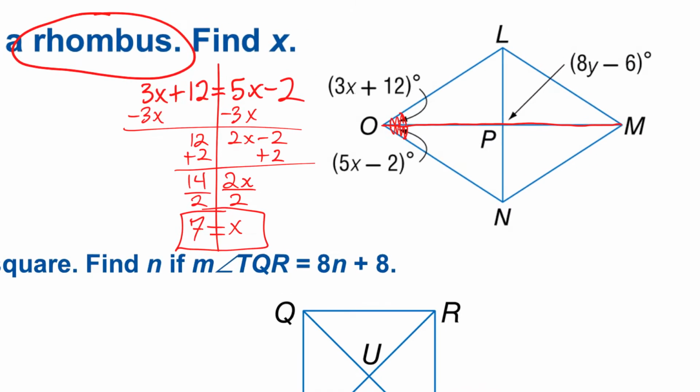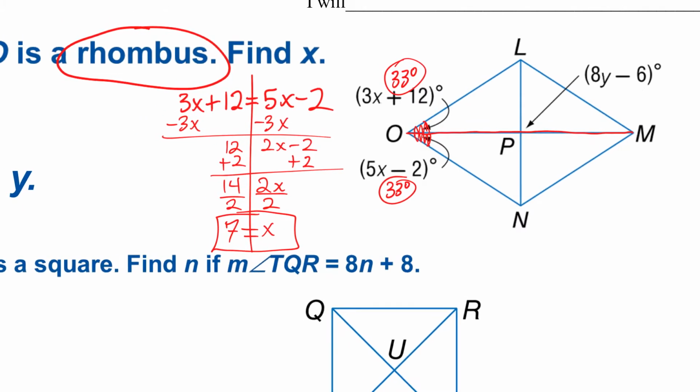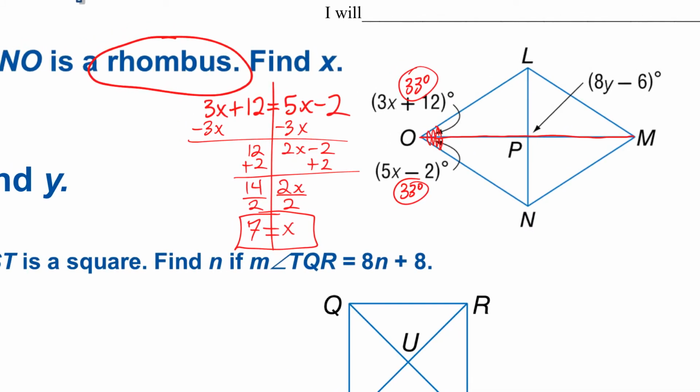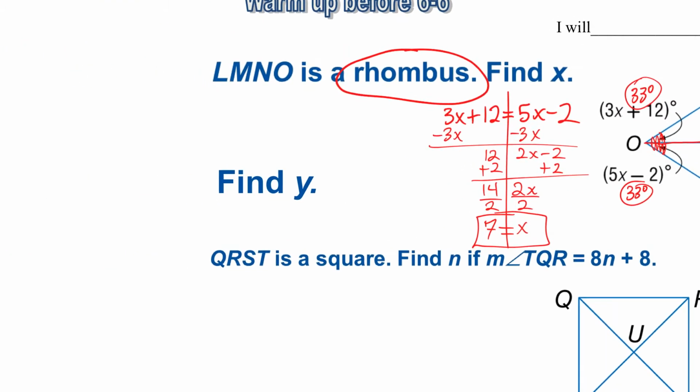Which, if x is 7, how big is each one of those angles? They'd both be 33 degrees each, which is bigger than what they actually are. But anyways, okay. The next one says find y.